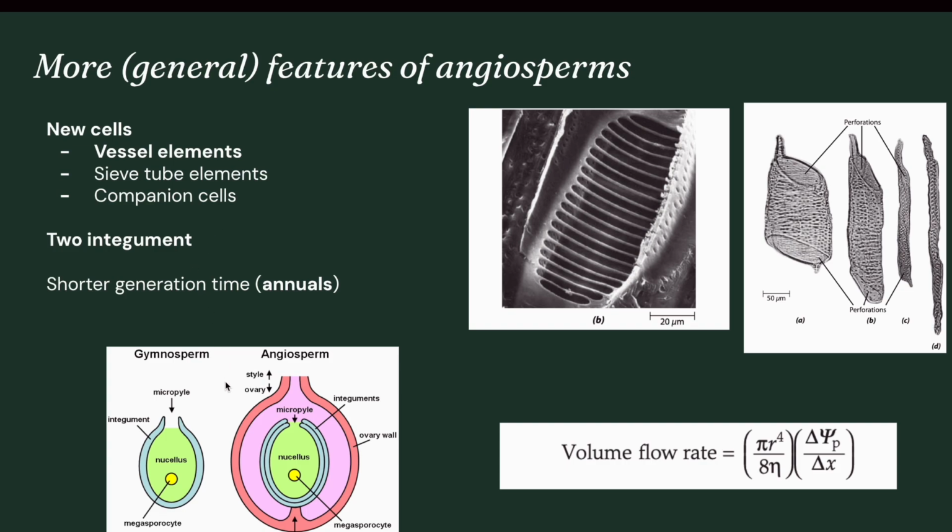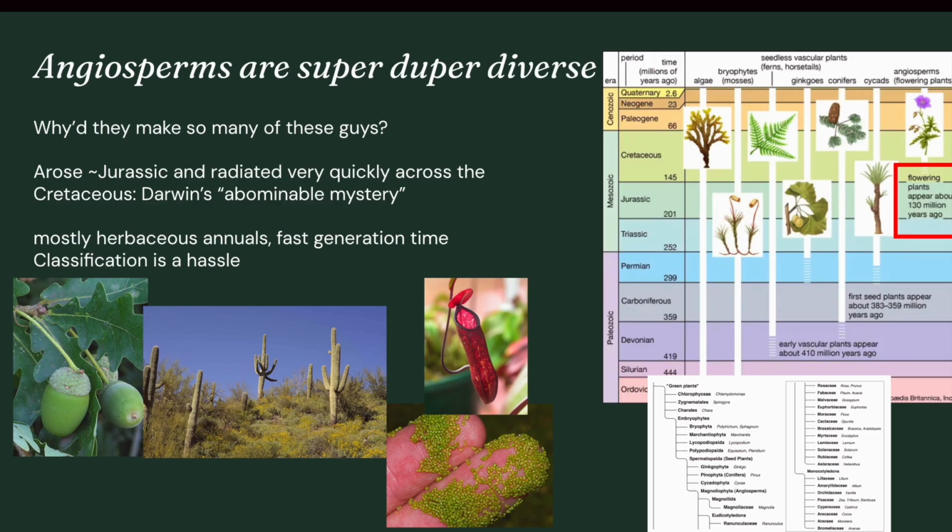Another thing is that angiosperms have two integuments, which are the tissues surrounding the ovule. You can see there's only one in the gymnosperm. And also a lot of them evolved out of the woody habit and back to a very short herbaceous annual habit, which I'll discuss here. So we can now start actually talking about angiosperms.